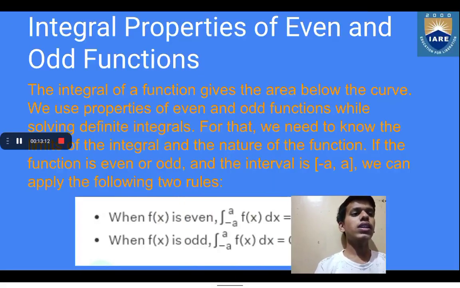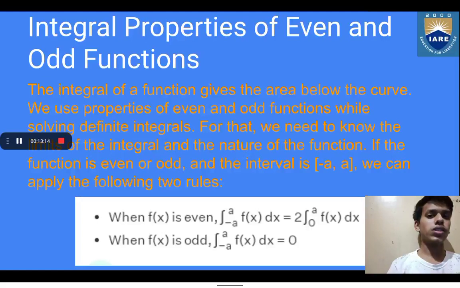Next, integral properties of even and odd functions. The integral of a function gives the area below the curve. We use properties of even and odd functions while solving definite integrals. For that, we need to know the limits of the integral and the nature of the function. If the function is even or odd and the interval is minus a to a, we can apply the following 2 rules.